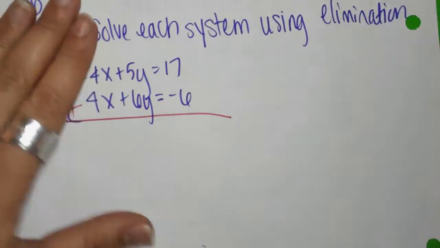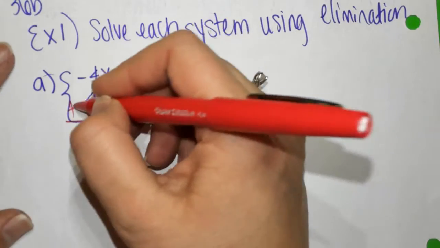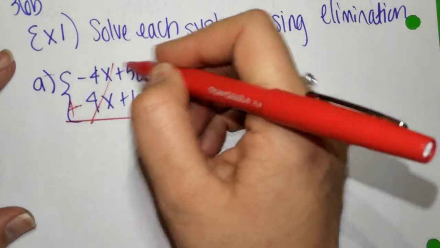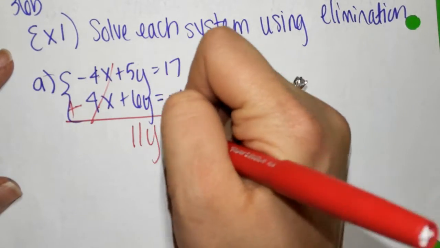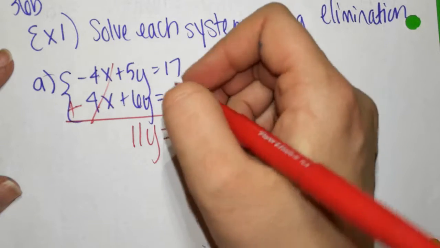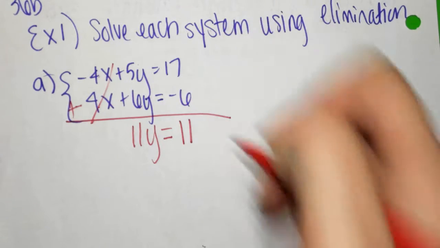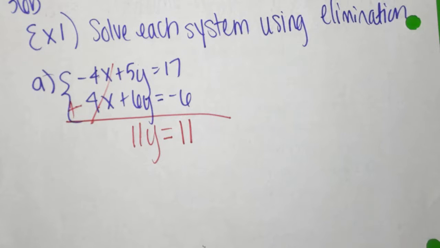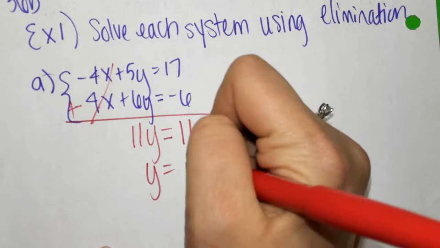All right. So this time, everybody, please add straight down. What's negative 4 plus 4? Cancel out. What's 5 plus 6? 11. What's 17 plus negative 6? 11. Okay, take a point. I have the answer. Okay, what does y equal, Sean? Y equals 1. Take a point.